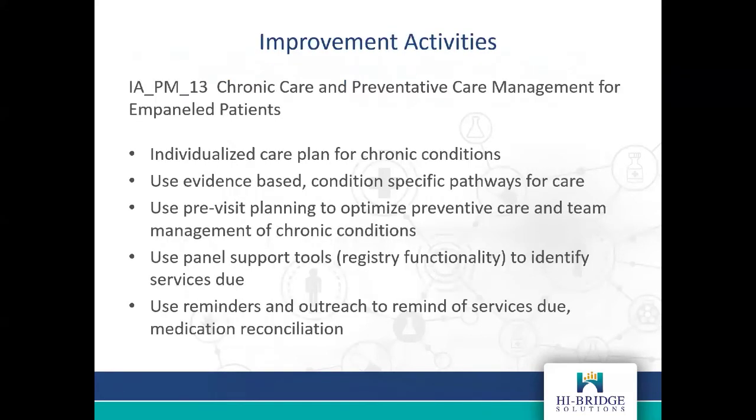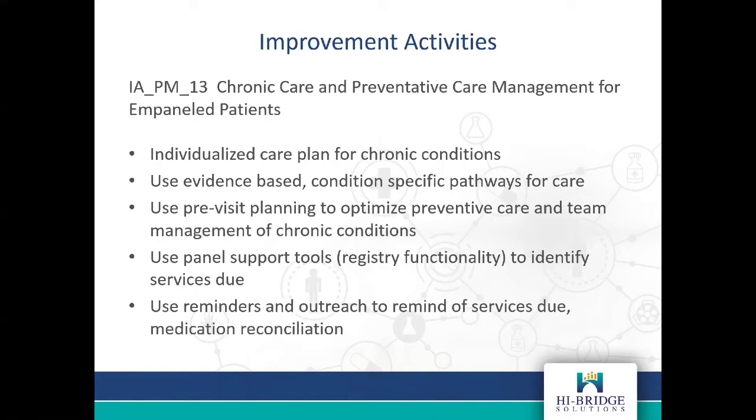Now we'll talk about an improvement activity that also is related to hypertension. It's improvement activity IA_PM_13, chronic care and preventive care management for empaneled patients. So the resource library has a very important document that lists the validation requirements. How do you actually show that this took place, that you're doing this improvement activity? How do you document it?